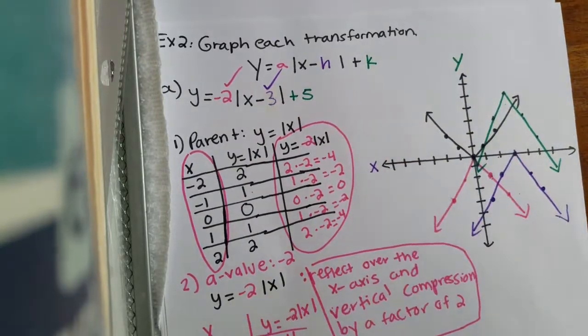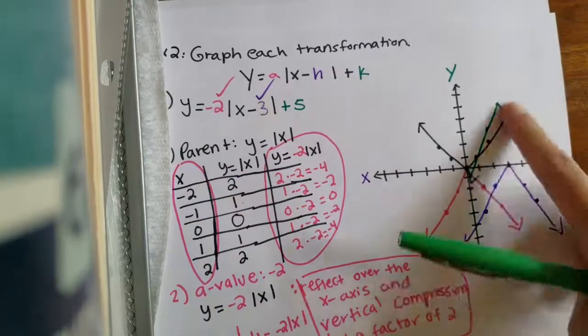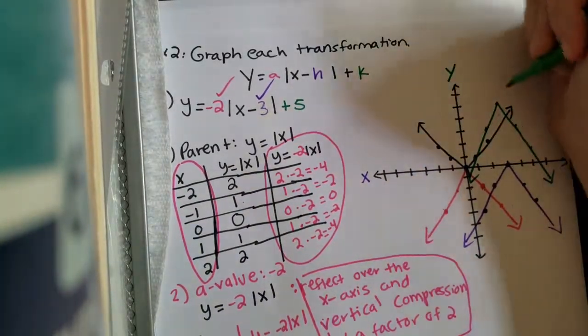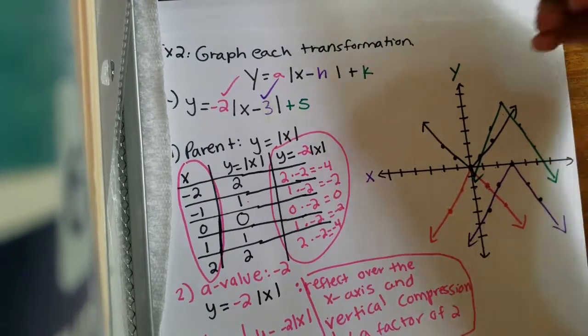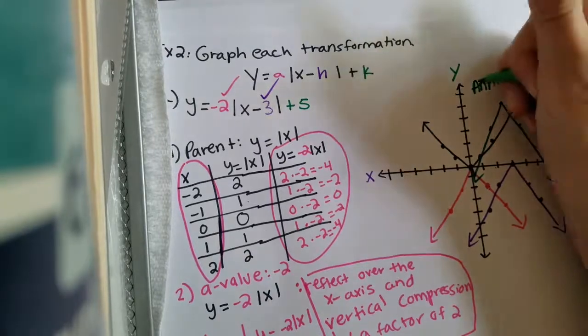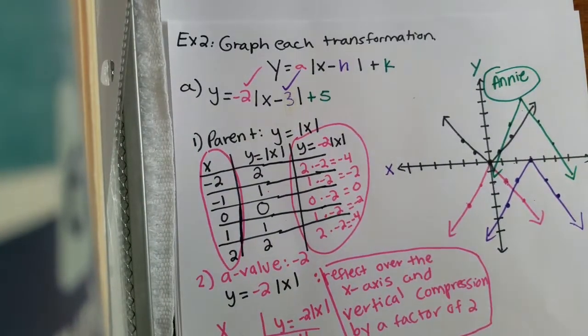So the green graph is my final graph, and if you were just to graph this equation right here, that would be where your equation would land. So this is my final graph, the green graph. I always like to personally name my graphs. So this graph will be Annie, the absolute value graph. It's a beautiful graph.